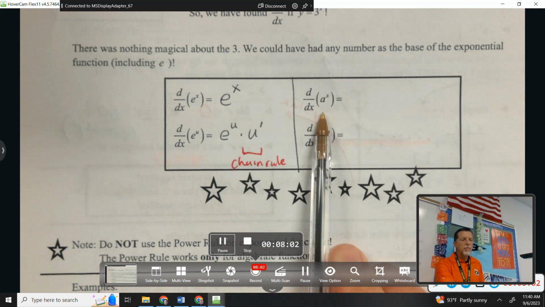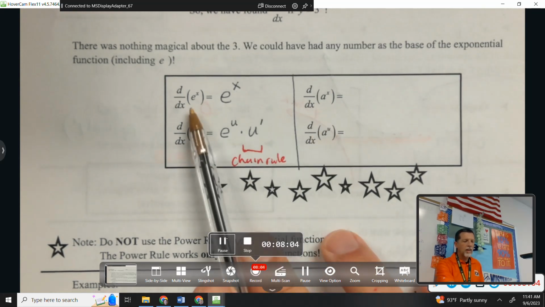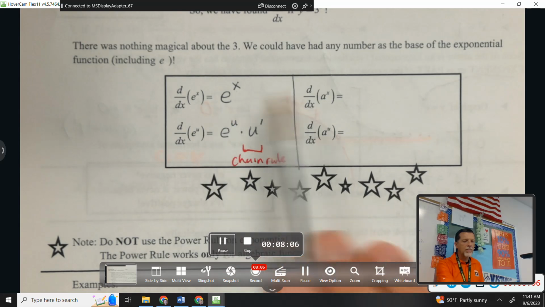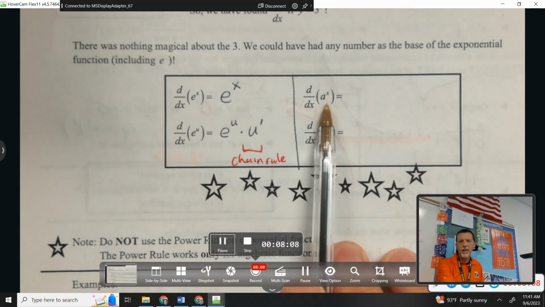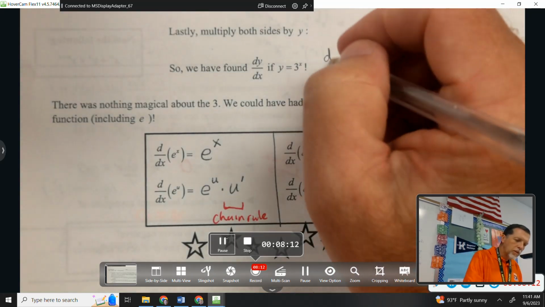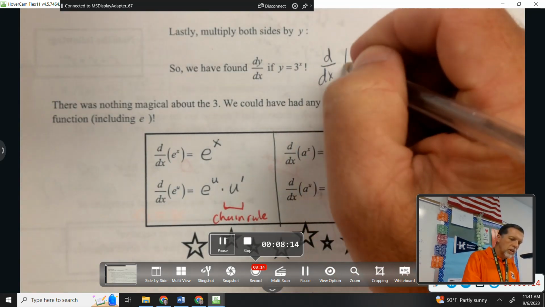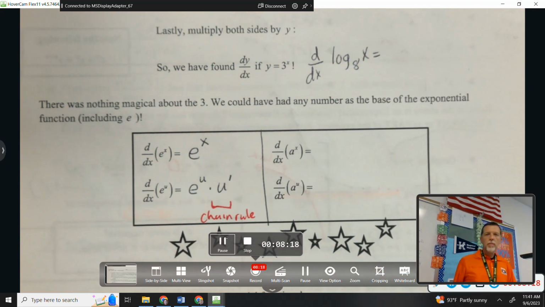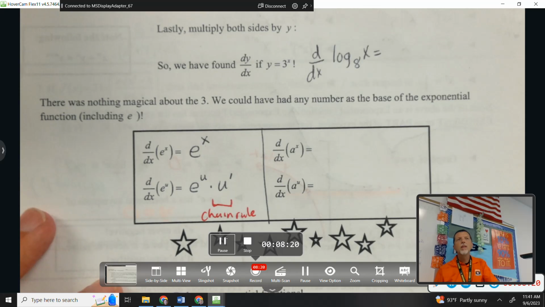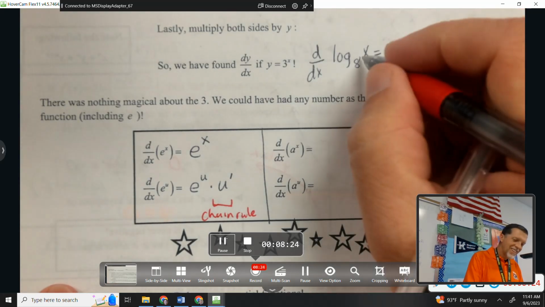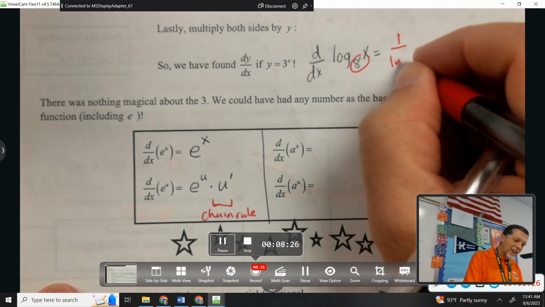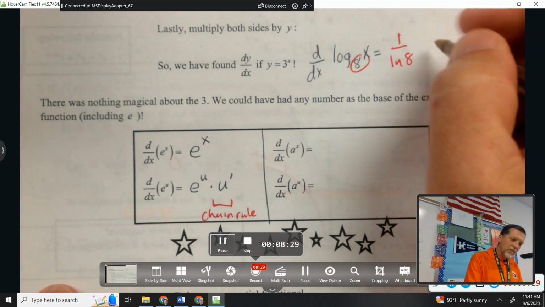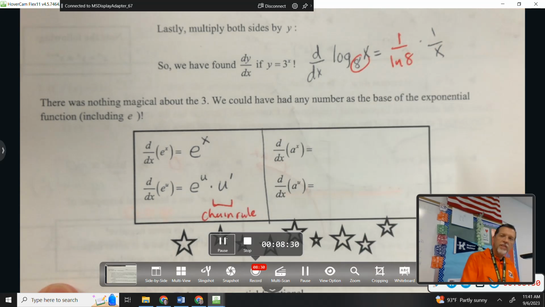Right? If the base is not e, we went from e, which is a number we like, to a, which is just some other number not named e. Do you remember what we had to do when the derivative of a log wasn't base e? Yes. 1 over natural log 8, and then the rest of the problem 1 over x.